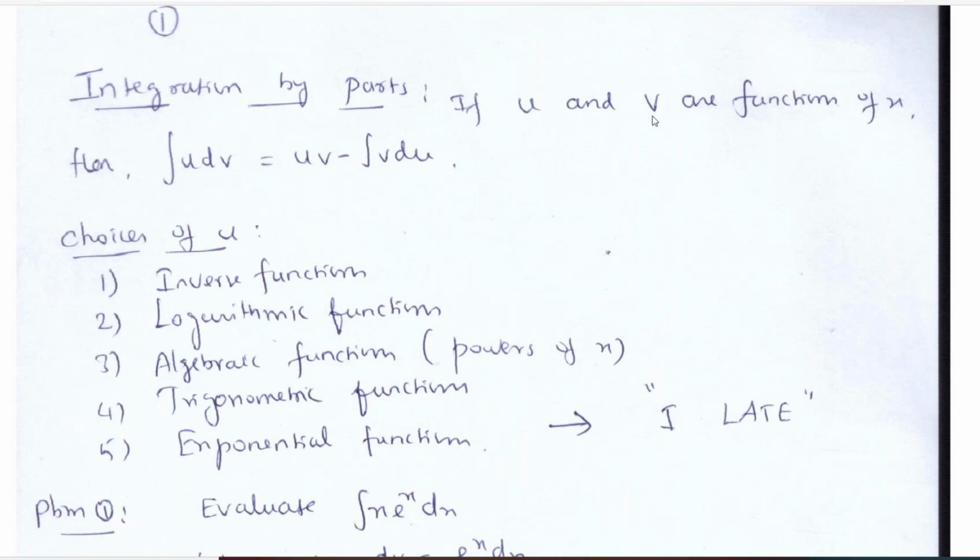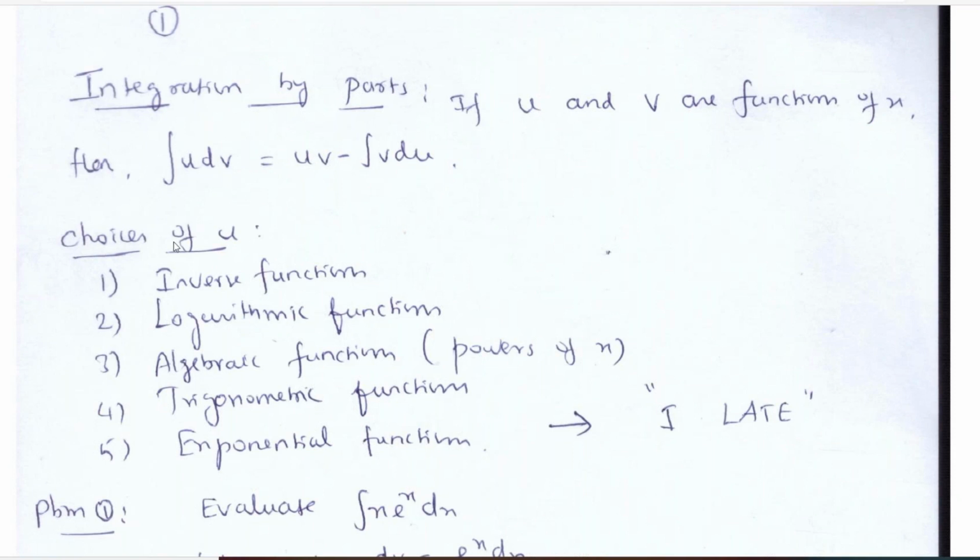Now I move on to the next method, integration by parts. If u and v are functions of x, this is one of the methods to evaluate the given indefinite integrals. Then integral u dv is uv minus integral v du. If u and v are functions of x, then what is the formula? Integral u dv is uv minus integral v du.